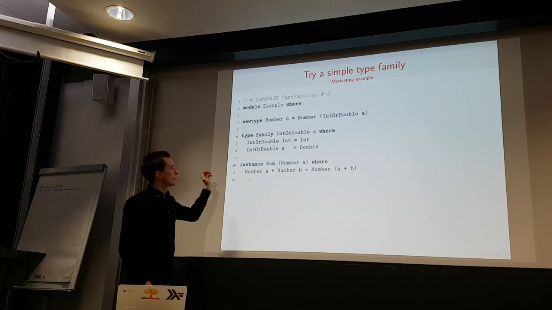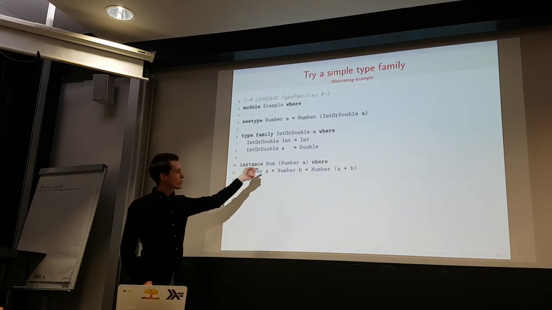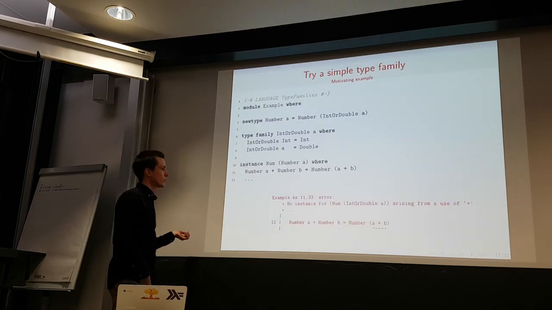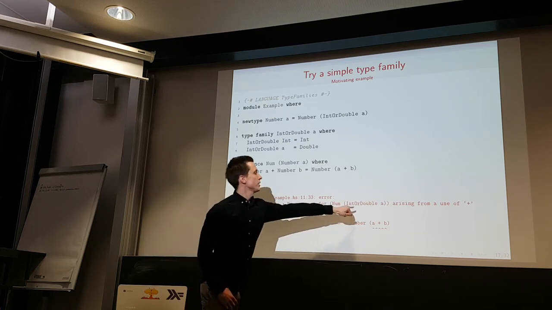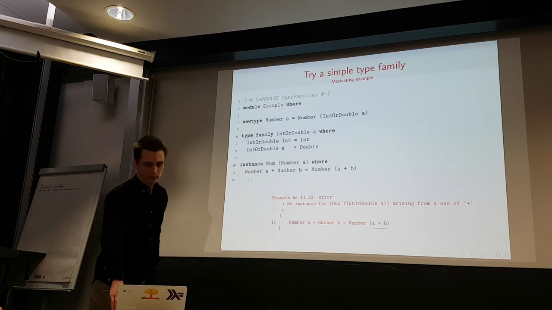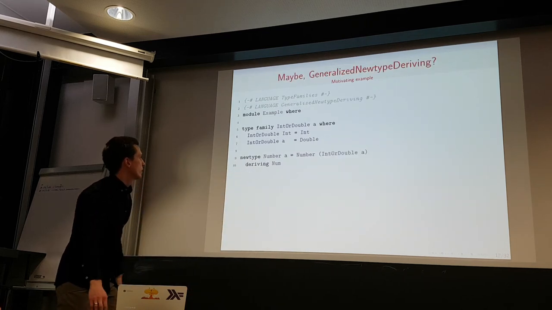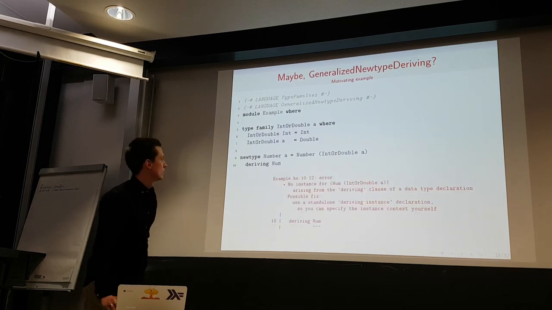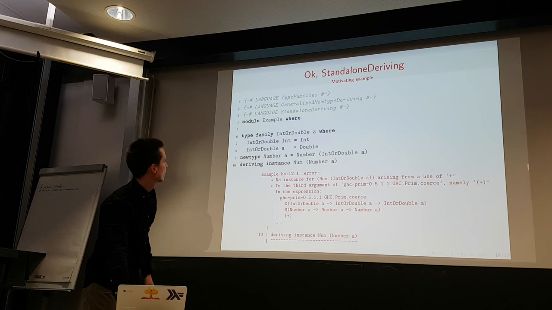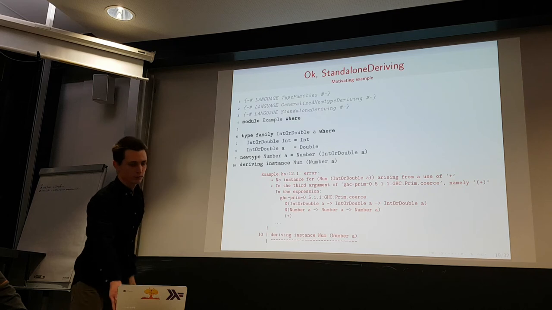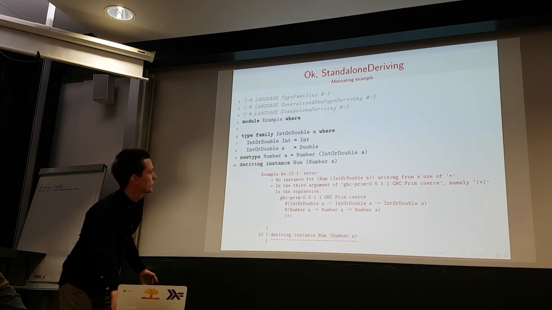So the first attempt would be to just write a normal instance here. Well, definitely it will fail because we need this constraint, such that IntOrDouble a should be Num. So instead, we can try to derive it. Well, again, we need context. So let's try standalone deriving. Yeah, just the same error, but in a slightly different fashion.